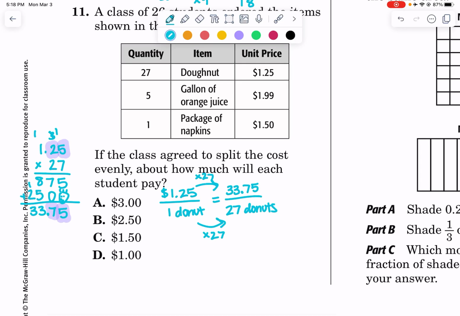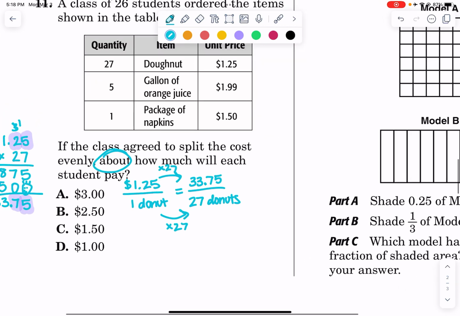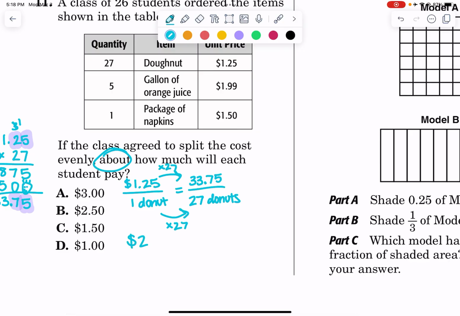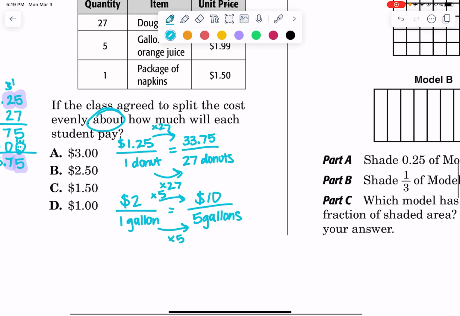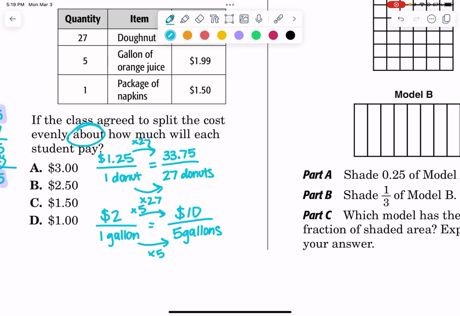Gallons of orange juice. There were 5. Well, it did say about in this problem. The gallon of orange juice is $1.99, but isn't that really close to $2? So I'm going to say it's $2 for 1 gallon of juice. How much is it for 5 gallons then? Well, how can 1 become 5? Multiply by 5. Do the same thing to the top. That I can do in my head. It's $10 for 5 gallons of juice. And then we have 1 package of napkins for $1.50.